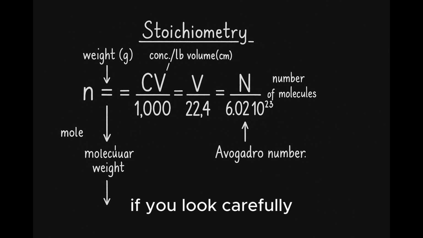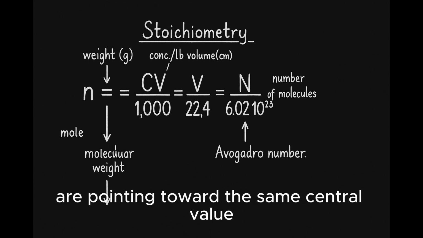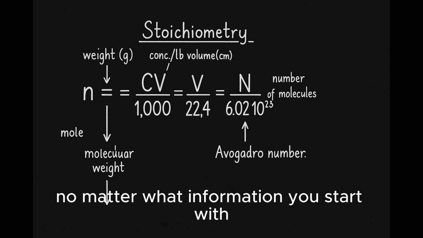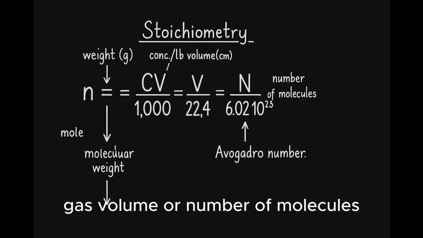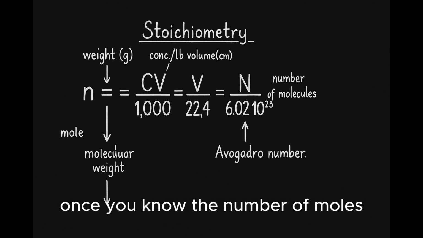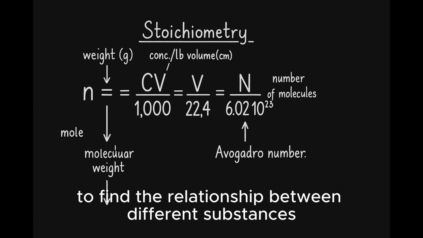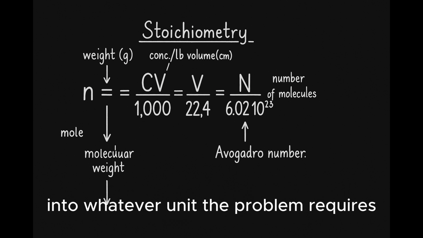If you look carefully, you will notice that all the arrows from left to right are pointing toward the same central value, the mole. The idea is that no matter what information you start with, whether it is grams, solution data, gas volume, or number of molecules, you can always convert it into moles first. Once you know the number of moles, you can then use a balanced chemical equation to find the relationship between different substances and then convert the moles into whatever unit the problem requires.